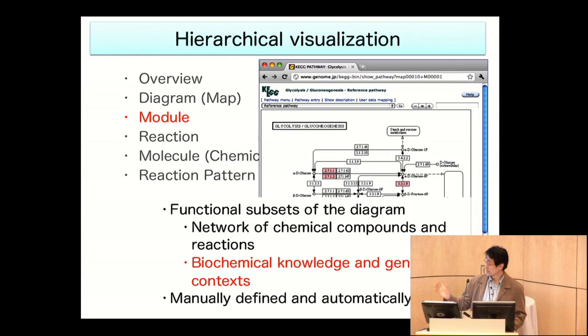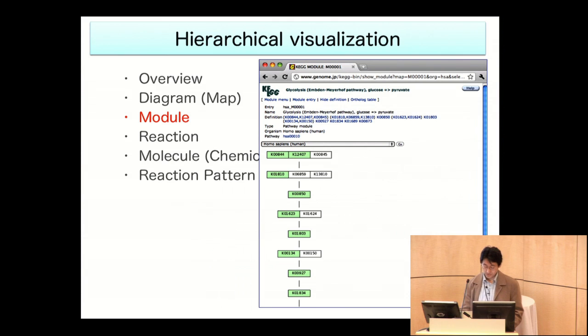This is manually defined, but automatically drawn by coloring this diagram like this, or just aligning the enzyme boxes like this from the start point of the module to the end point of the module.